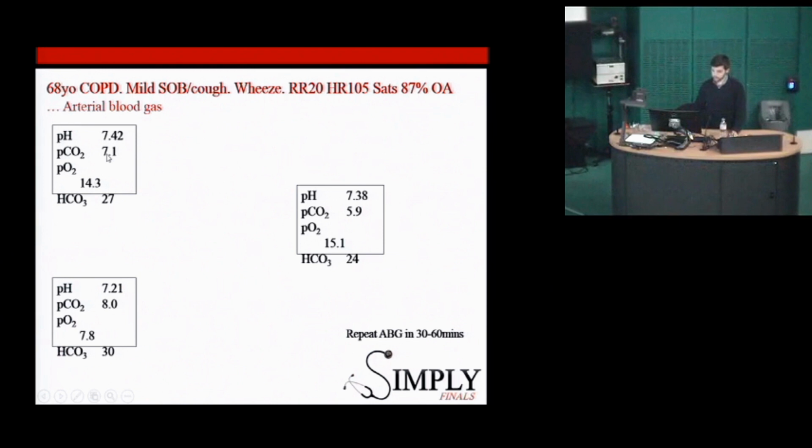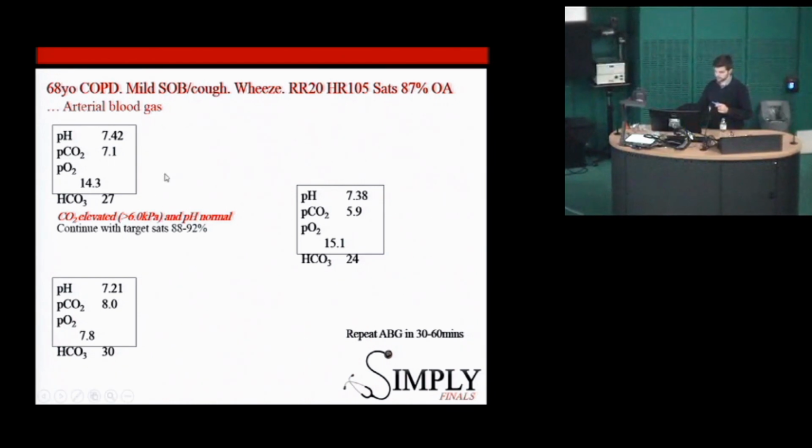Where are we next? CO2 is slightly high, and the bicarb. Okay, so now this patient has confirmed that they're at risk of hypercapnia? Yeah? And we're happy with the oxygen? Yeah? So we stay with these targets, and we stay with the blue Venturi. You happy with that? Yeah?